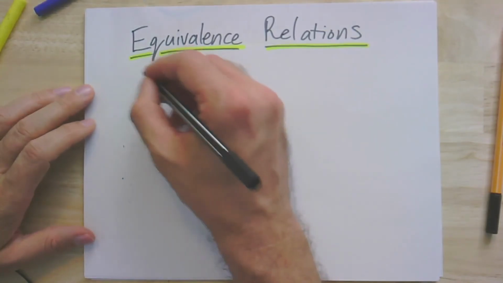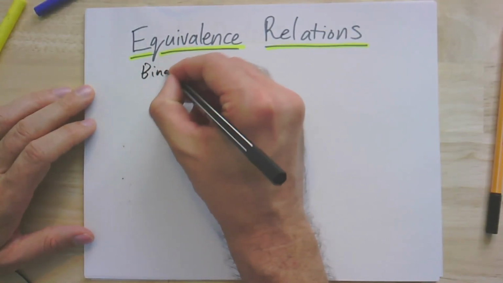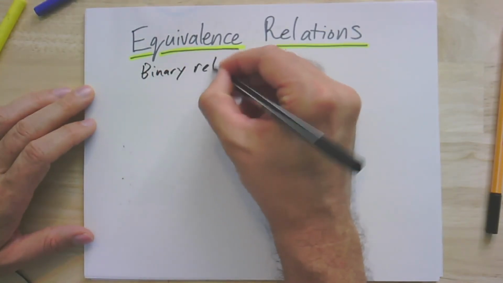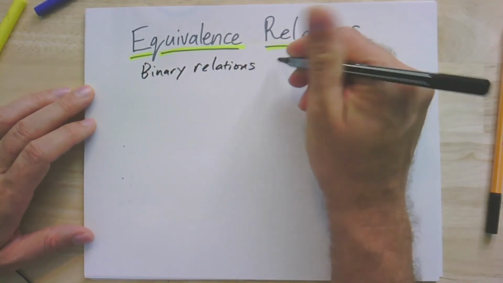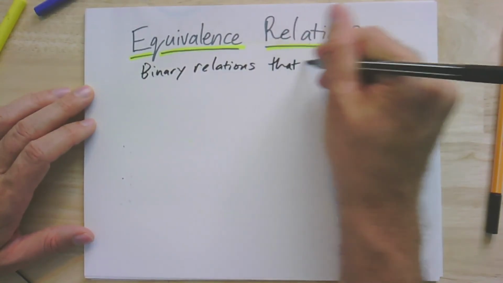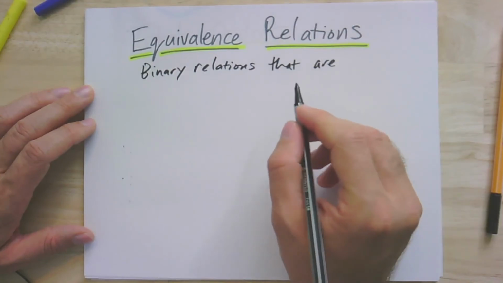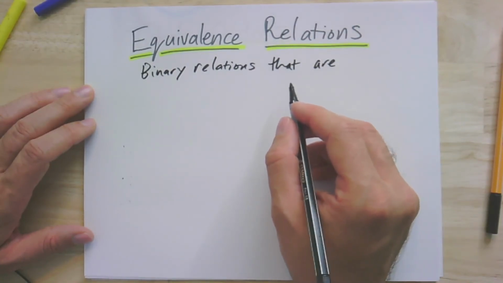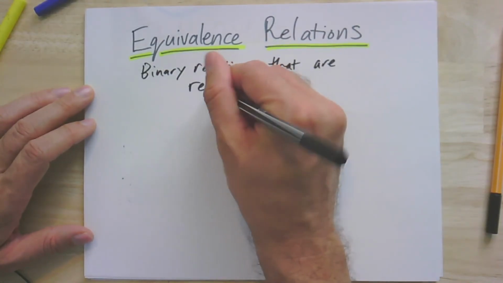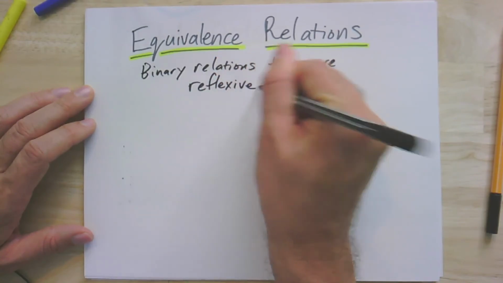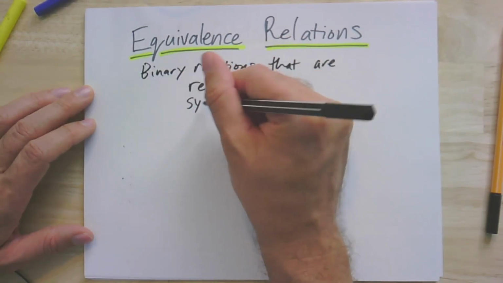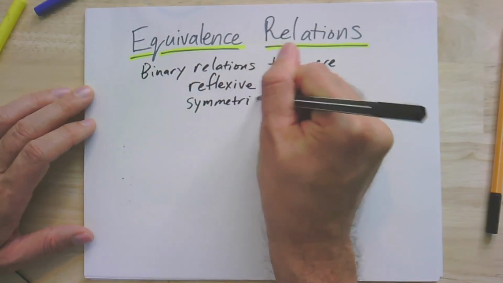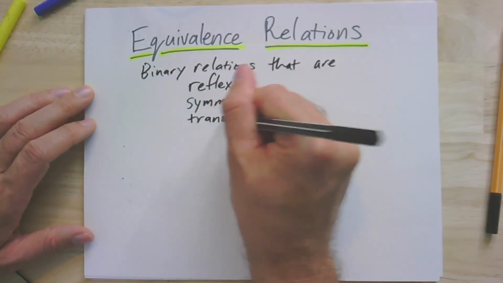And this is, again, a binary relation that has some of these properties. There are really three that determine an equivalence relation. It should be reflexive, symmetric, and transitive.